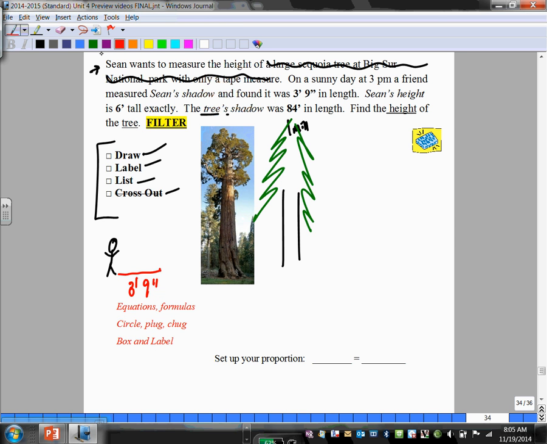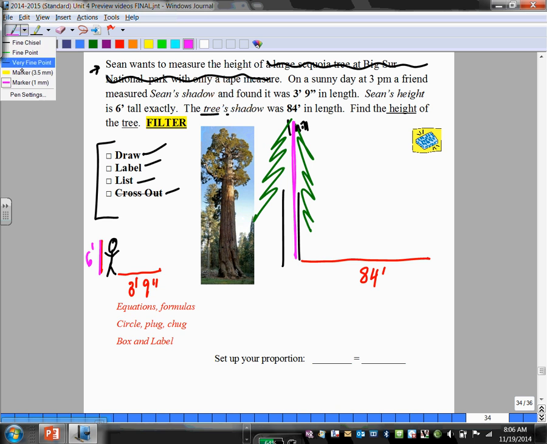And Sean's height, I'll make his height pink. His height is going to be 6 feet. So it's a tall guy. And it says the tree shadow is 84 feet. So there's our tree shadow. And what we want is the tree height.